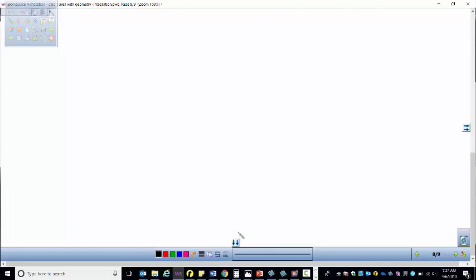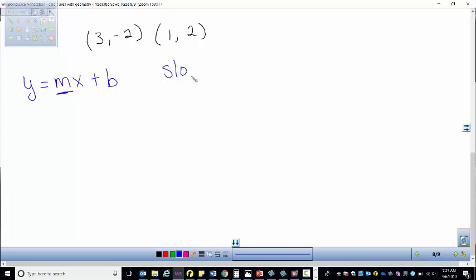Let's try another one. And let's use the points 3, negative 2, and 1, 2. So if I'm looking for my y equals mx plus b equation, I need m first, and m stands for slope. To find the slope, I'm going to put in my table. So I have 3, negative 2, and 1, 2.